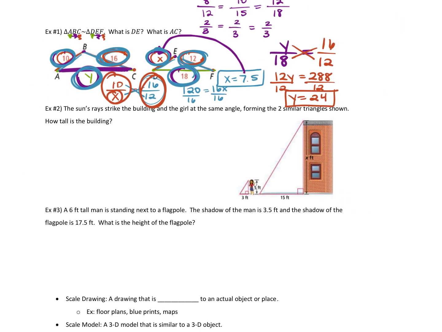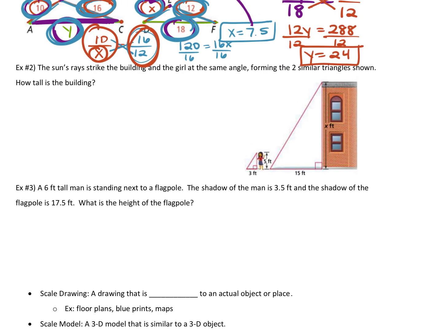Okay, take a look at this one. It says the sun's rays strike the building and the girl at the same angle, forming two similar triangles. So they're telling us these triangles are proportional. Okay, how tall is the building? So we're looking for X. How tall is that building? What proportion can you set up?